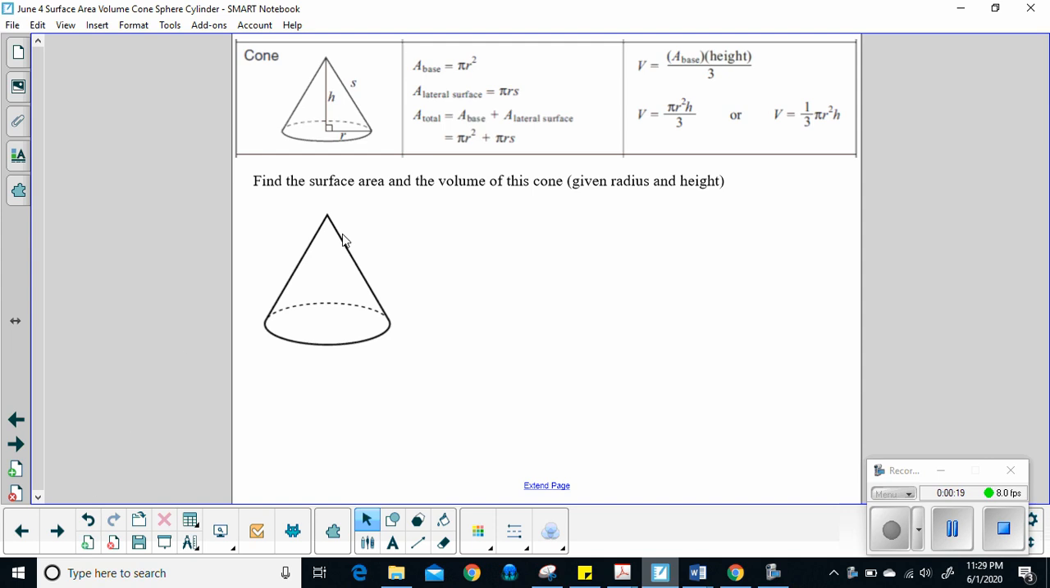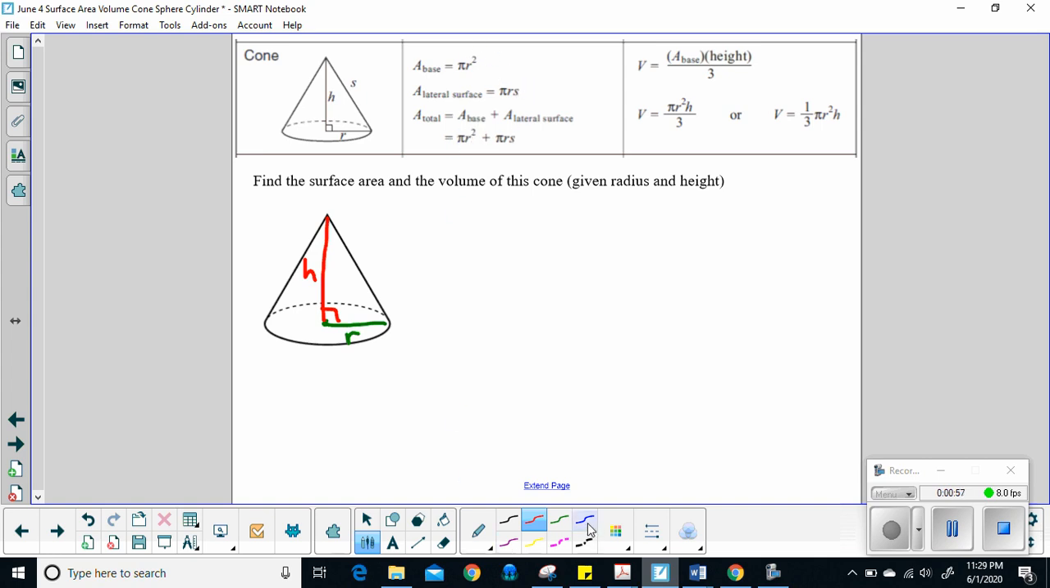So here I have a cone, and I just screenshotted the relevant part of our formula sheet right here. For this example, I want to find the surface area and the volume, and I'm going to give you the radius. The radius is the radius of the base circle. And I'm going to give you the height of the cone, where you drop the vertex perpendicular to the base. So that's my height.